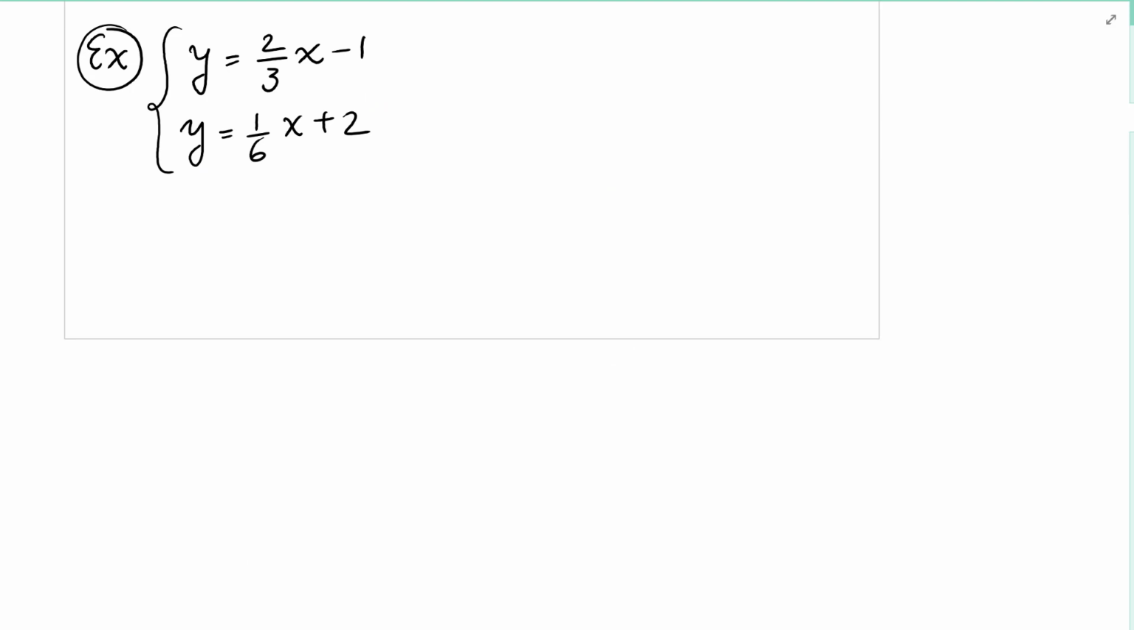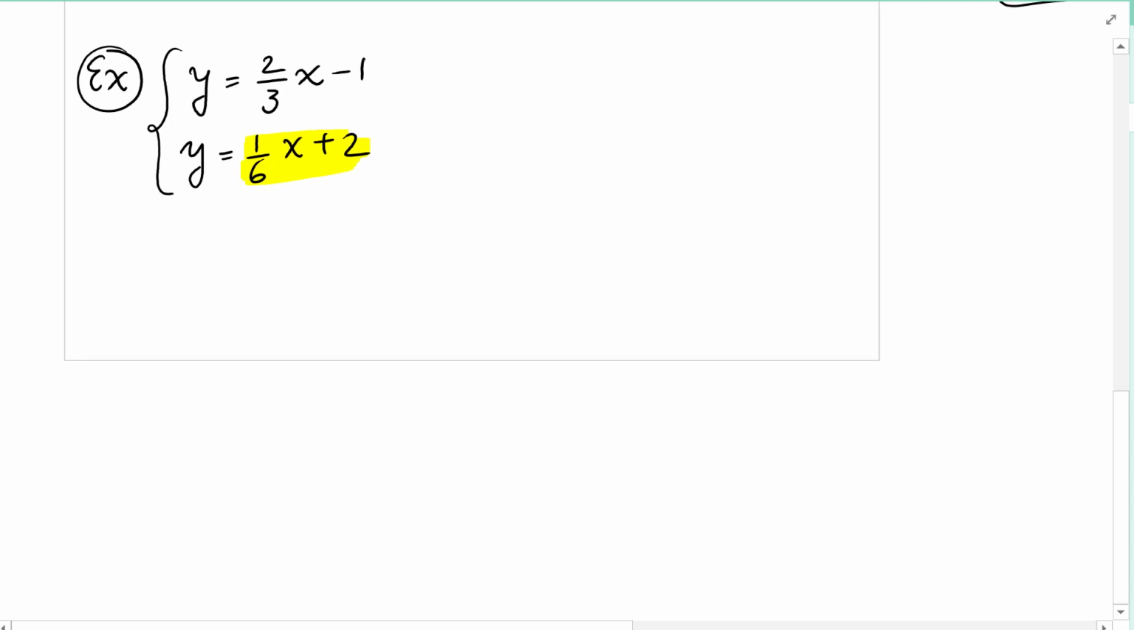Let's solve one more system of equations using substitution. So let's say we have y equals 2 over 3x minus 1 and y equals 1 over 6x plus 2. Because they are already in this format, I'm going to take this y from here, y equals 1 over 6x plus 2, and I'm going to replace it instead of this y. So what does that become? 1 over 6x plus 2 equals 2 over 3x minus 1. So if y equals two different things, those two different things have to equal each other.